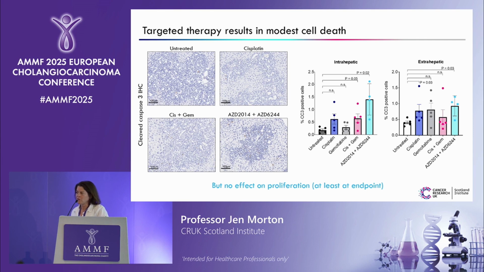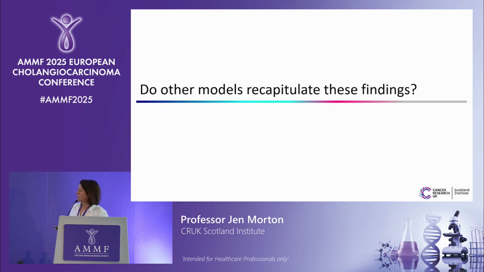The mechanism for the resistance is unclear, I guess, because we have looked at cell death and cell proliferation, and the cell death is actually fairly modest, and there's no effect on proliferation. So then we wanted to see, do other models recapitulate these findings?